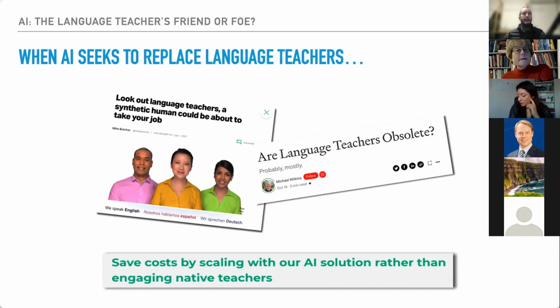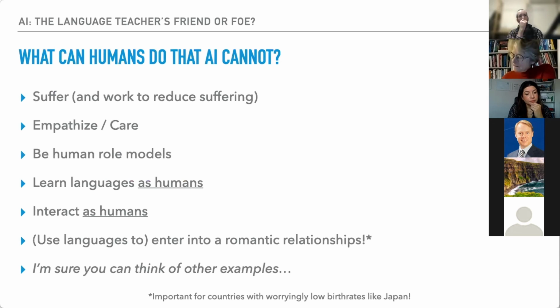And this other headline is saying, okay, let's use our AI solution rather than engage native teachers. So there are companies out there who are offering AI as an alternative, as a replacement for human teachers, and that will continue to happen, I think. So this brings us back to the question, are there things that human language teachers can do that AI cannot do? And it's something that we touched on, like what are the soft skills that can't be replaced by AI?